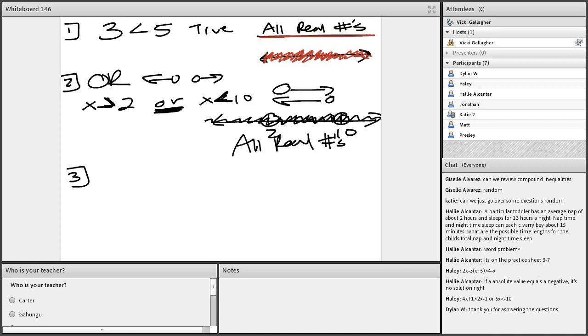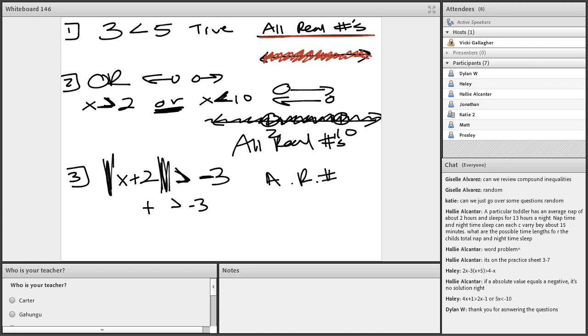Scenario number 3, you can actually get all real numbers on an absolute value problem. If you have an absolute value that's greater than a negative, that's actually an all real numbers answer. Because, again, absolute values are positives. So this is saying I have a positive number that's bigger than negative 3. Well, all the positive numbers are bigger than negative 3. This will always be true. This always works. So if you have absolute values and a greater than and a negative, that's actually all real numbers. You're going to end up shading the whole thing.